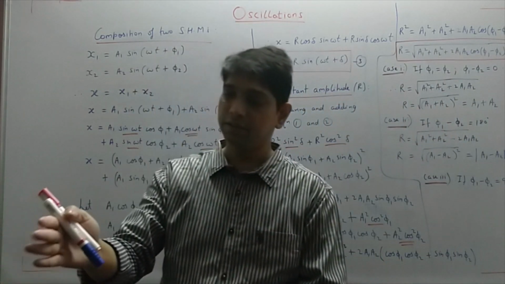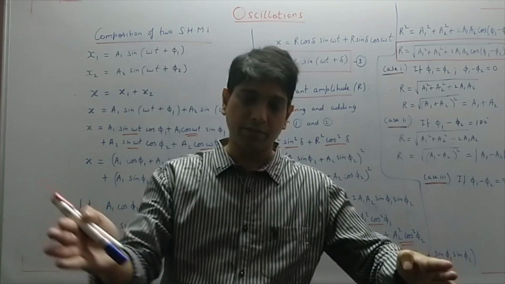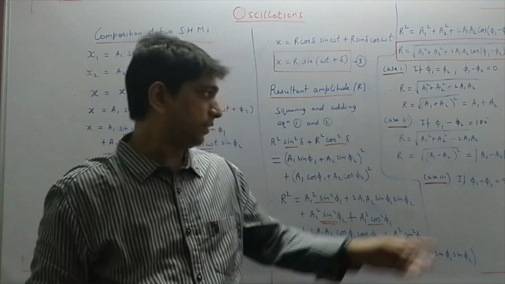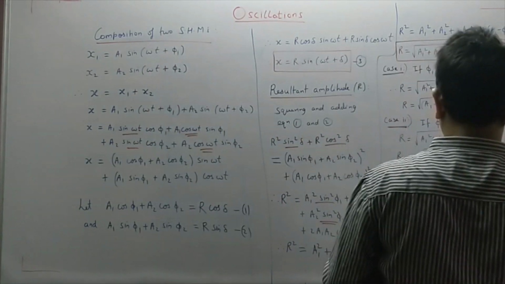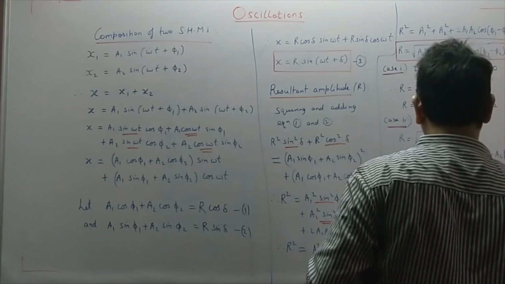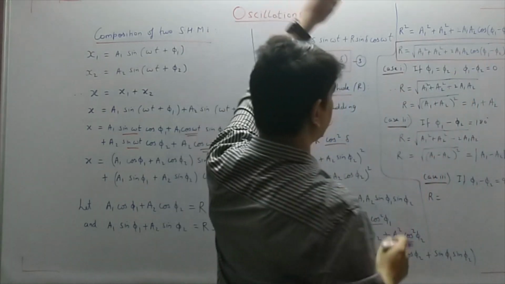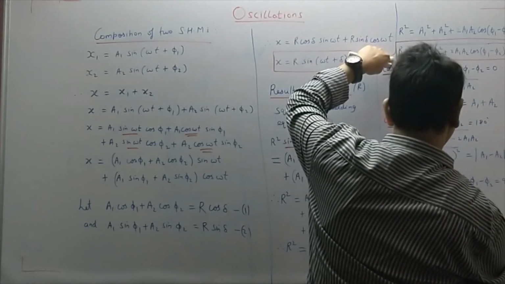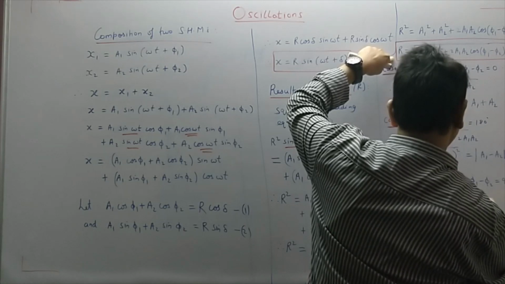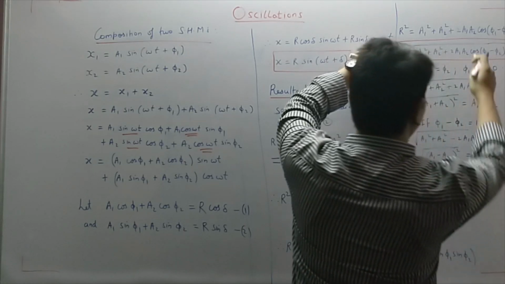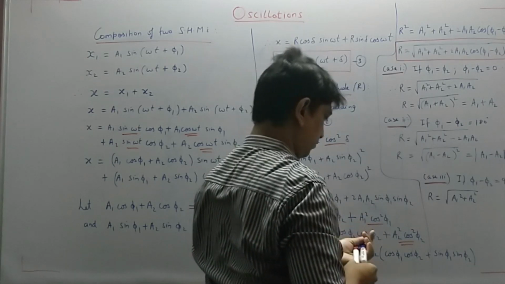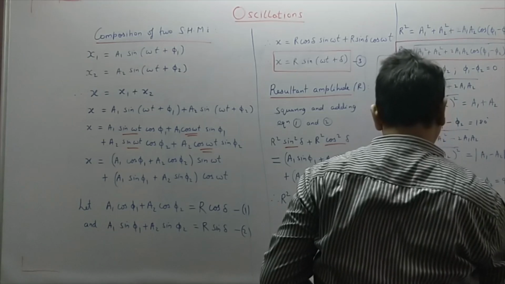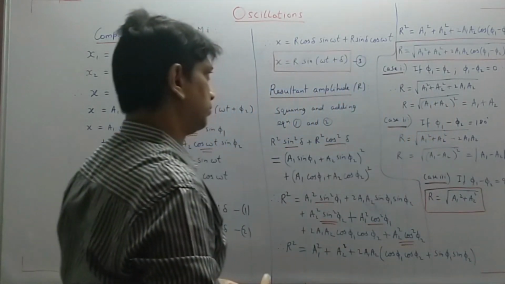The particle is here, one particle. If the particle goes here, this will come here. So the phase difference of the two particles is 90 degrees. Phi 1 minus phi 2 is 90 degrees, so what does the equation become? Cos 90 becomes 0. So R becomes the square root of A1 squared plus A2 squared, because cos 90 is 0. That is the resultant amplitude of the composition of two simple harmonic motions. So these are the cases.